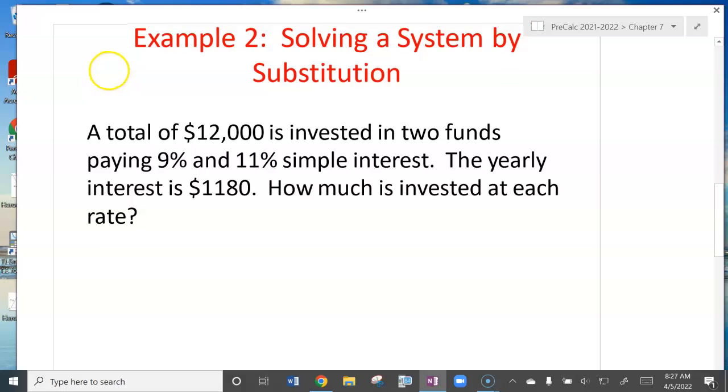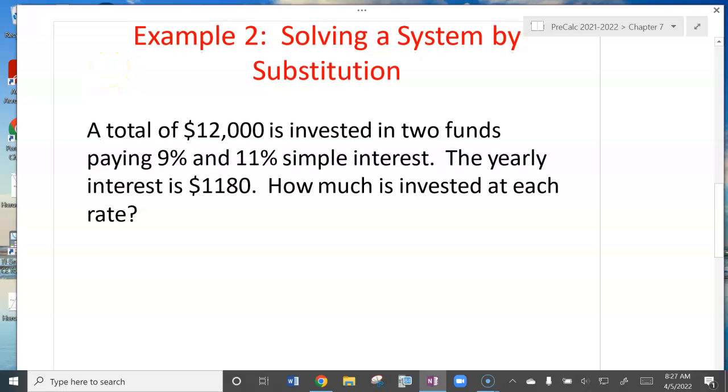Now we're going to do a real-world problem. We have a total of $12,000 invested in two funds. One fund is paying 9% and the other fund is paying 11%. The yearly interest is $1,180. How much is invested at each rate?